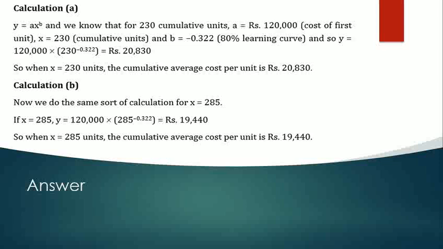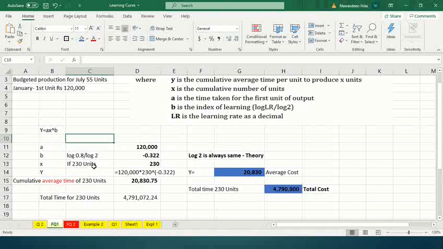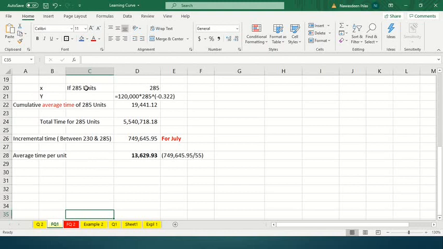So B, now we are going to find the end of July. Alright. End of July, what will happen? Our x will be 285. Why? At the beginning it is 230. In July we are expecting to produce 55, which means end of July it will be 285. Now we just want to apply 285 for x.